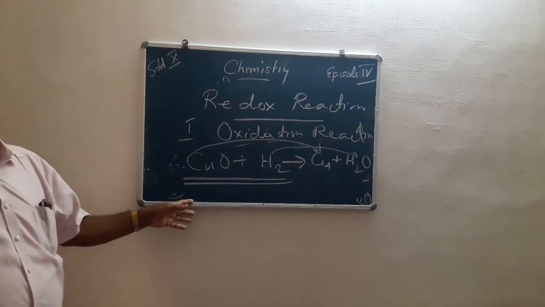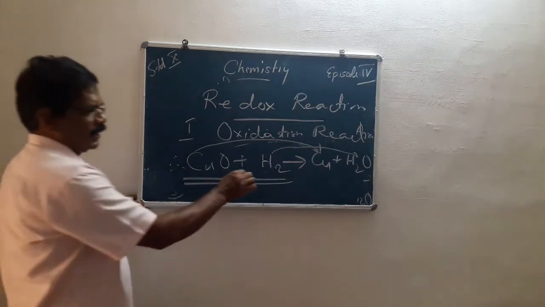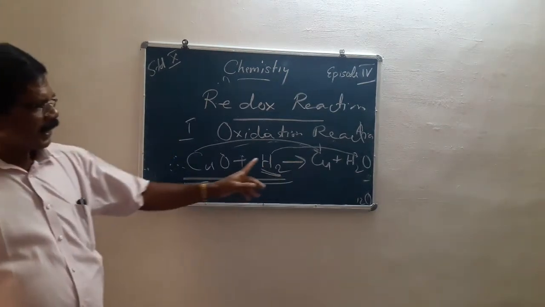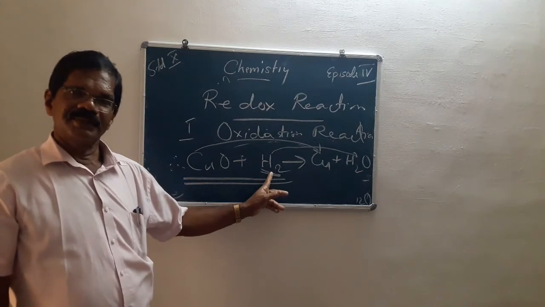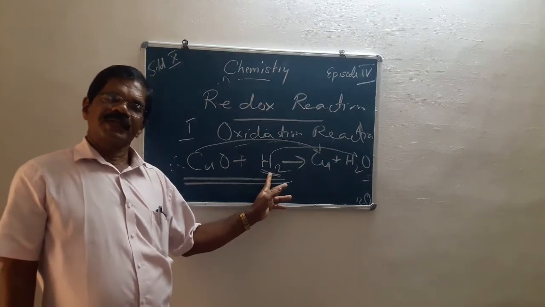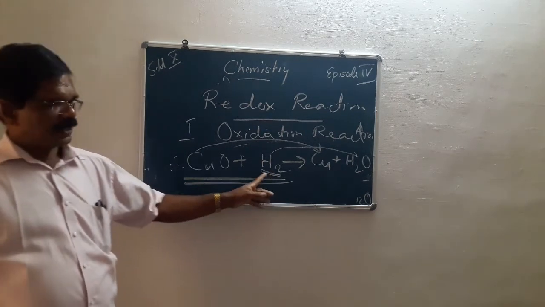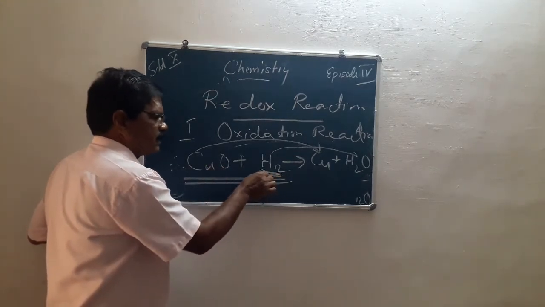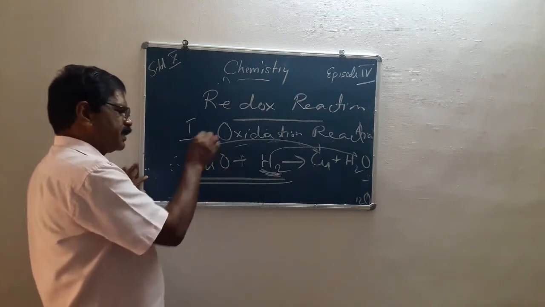Here, which element combines with oxygen? Hydrogen combines with oxygen, so hydrogen is oxidized. Therefore, the other substance is reduced.